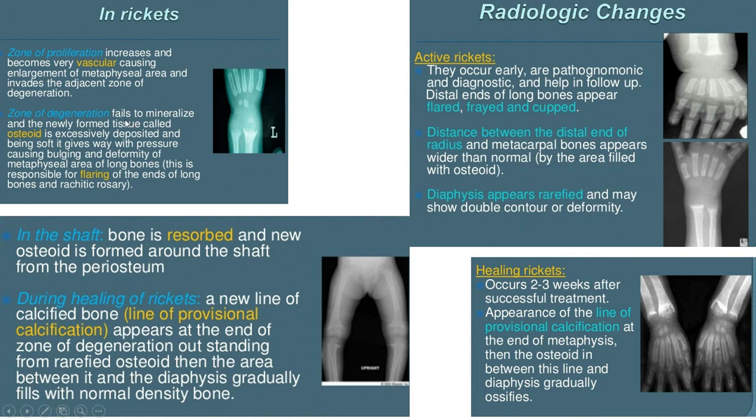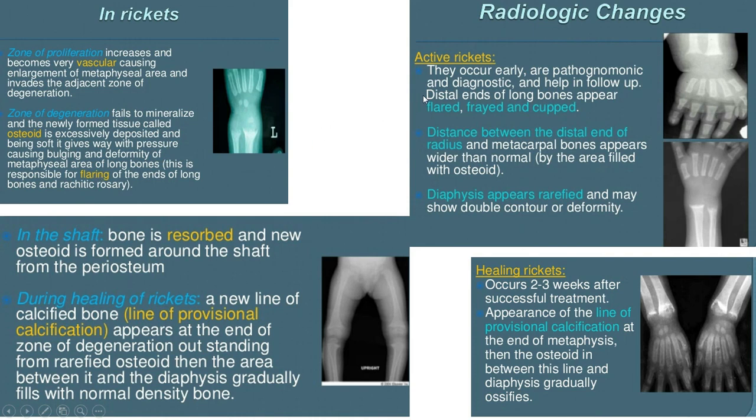Now due to the newly formed tissue called osteoid, which is excessively deposited and being soft, it gives way with pressure, causing bulging or deformity of the metaphyseal area of the long bone, and this is responsible for flaring of the long bone end. Okay, due to a vitamin D metabolism problem or any type of problem in this region, the zone of degeneration will be hampered, and this can cause this type of flaring.